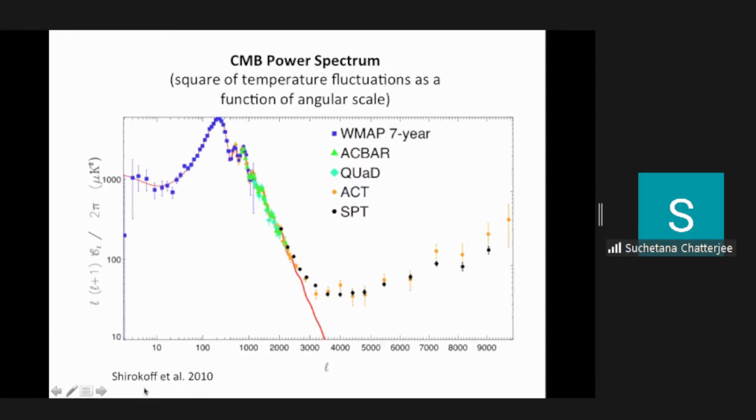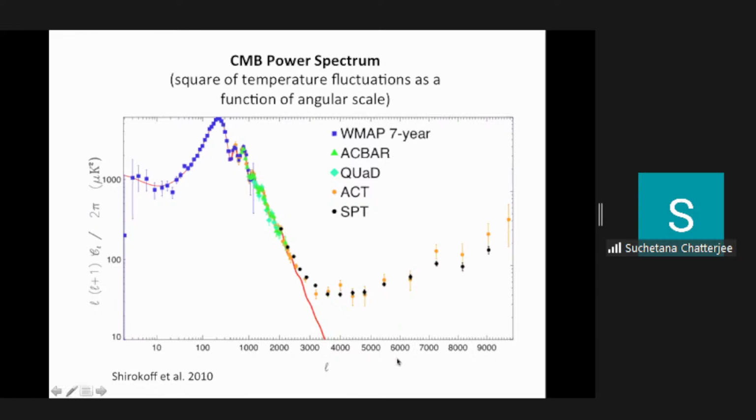And this is an old plot. I'm very sorry for that. I should have a revised plot, the most recent ones from the Planck satellite particularly. But I particularly like this plot because this was one of the first detections. This is very near to my heart.